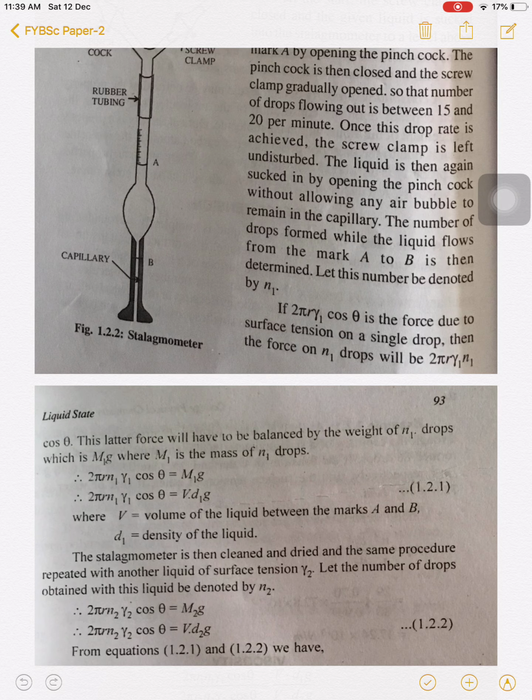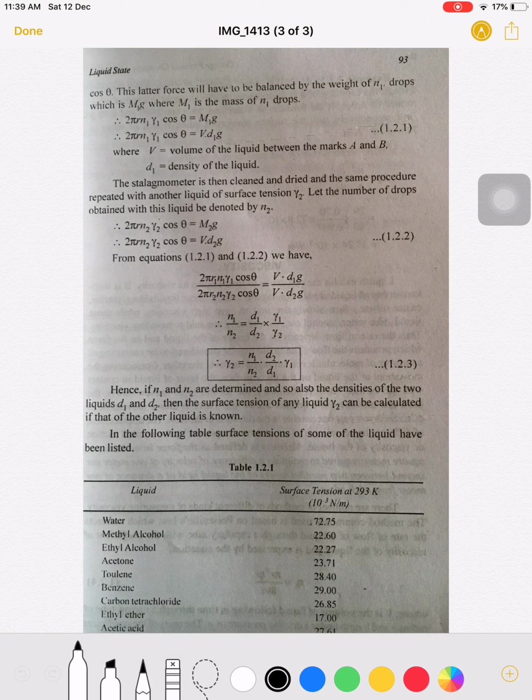So, as I explained, suppose 2 pi r y1 cos theta is the force due to surface tension on a single drop. Then suppose n1 drops are coming outside that liquid. In that case, the total force on all the liquid drops is 2 pi r y1 n1 cos theta, where n1 is the number of drops. So this is the force due to surface tension on the liquid.